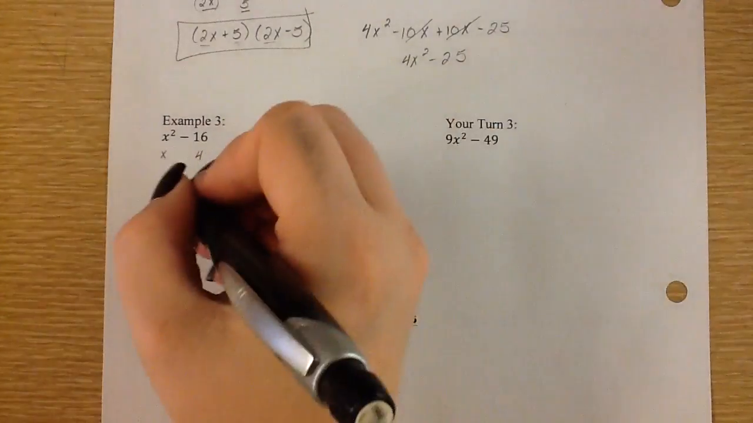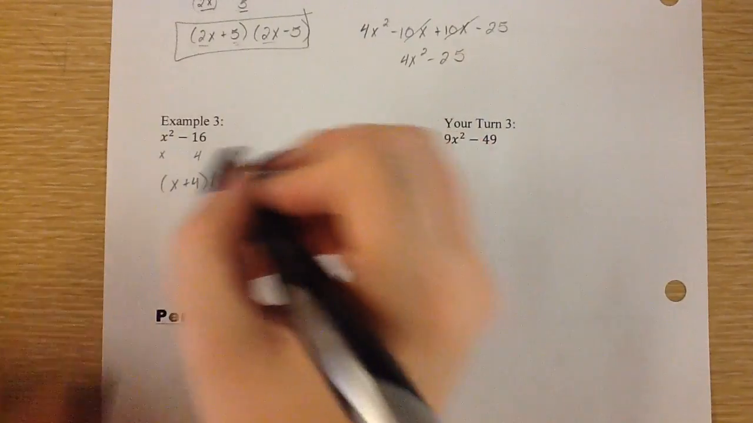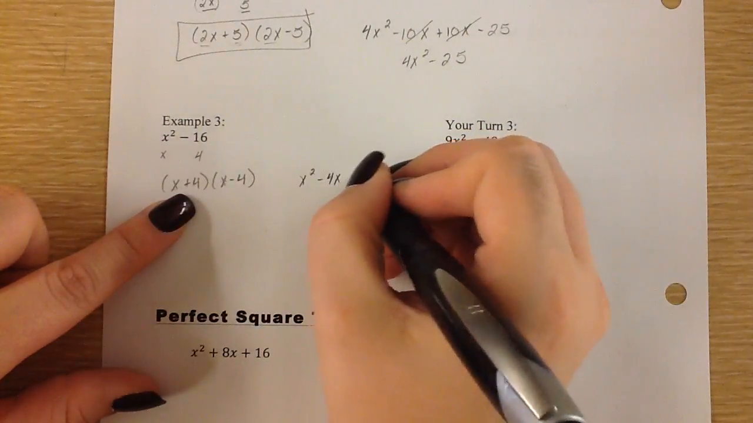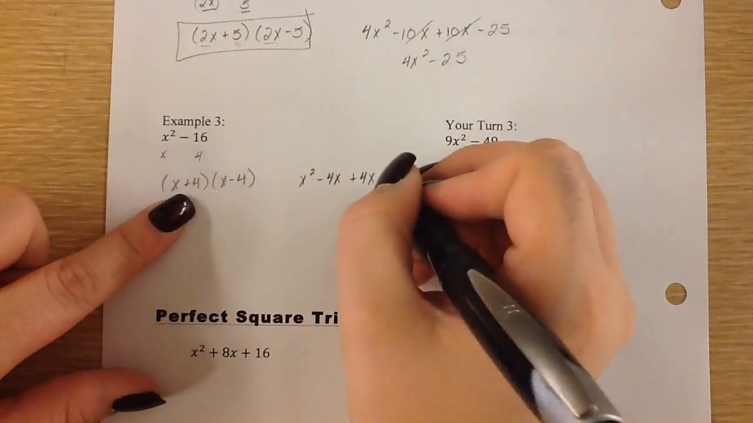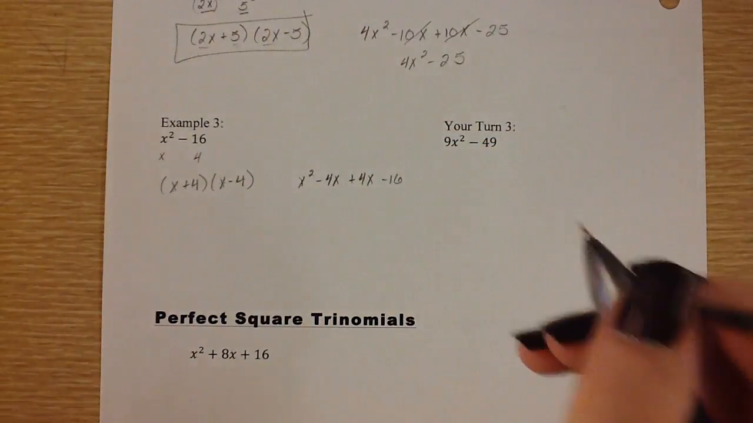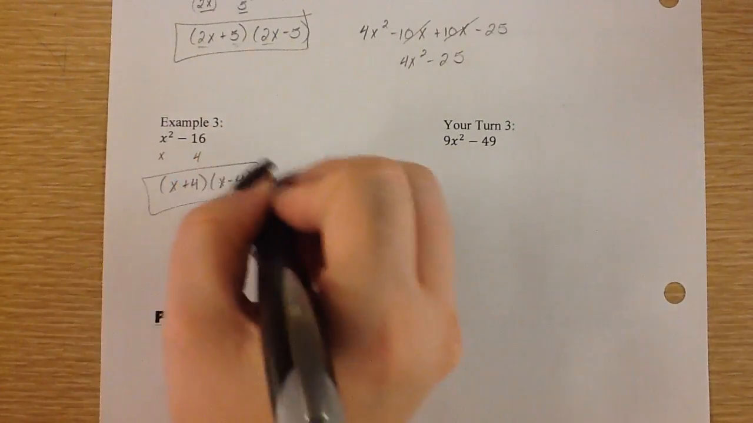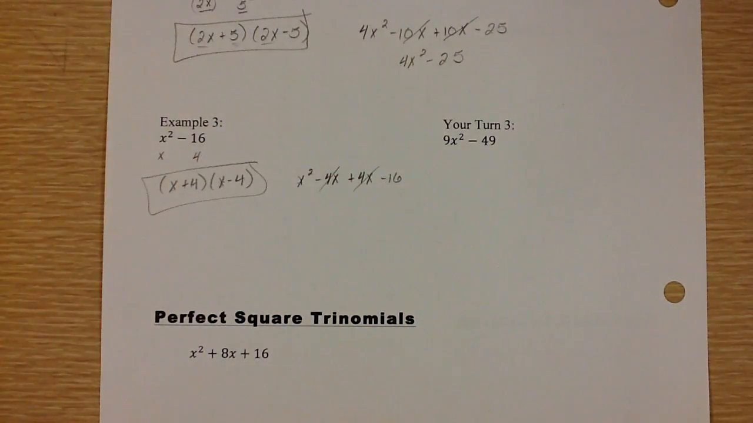Again, if you're not sure, distribute out. X times x, it's x squared, minus 4x, plus 4x, minus 16. X squared, those cancel out. X squared minus 16. Yep, so here's how it factors. Okay, now pause the video and do your turn number 3.